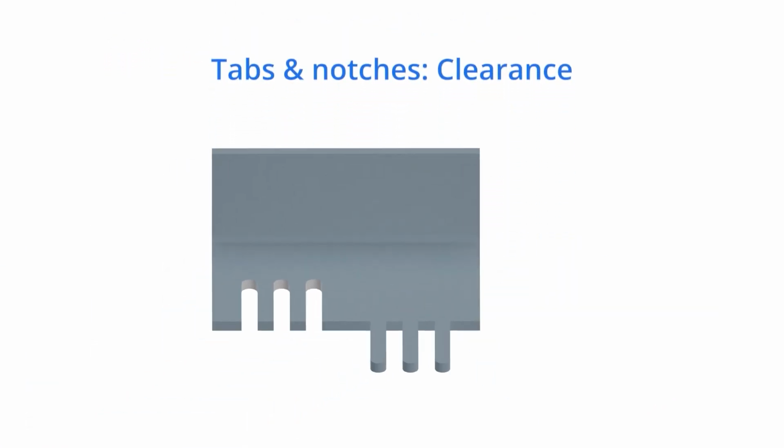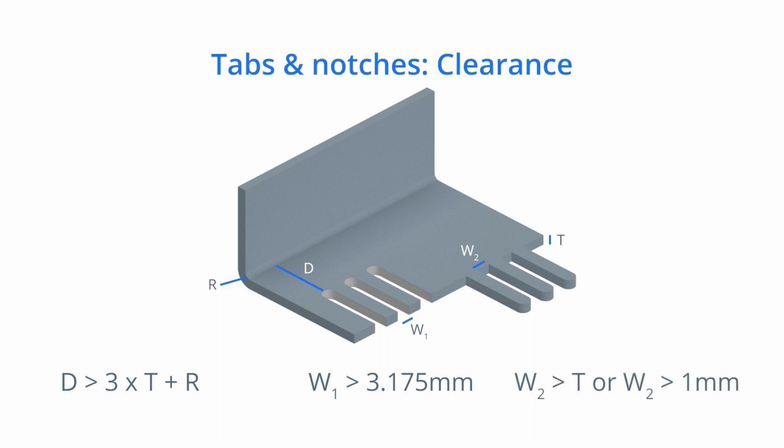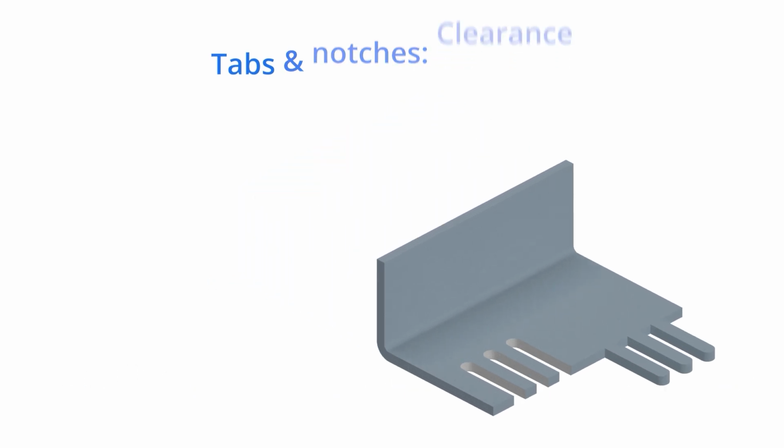Tabs and notches. Clearance. Notching is a shearing process that removes a section from the outer edge of the part. Distortion may occur if the distance between the notches and the bend is too small. To avoid this, the notch to bend distance should be at least 3 times the material thickness plus the bend radius. Notches must be at least 3.175 millimeters away from each other. The minimum distance between tabs should be 1 millimeter or the material thickness, whichever is greater.